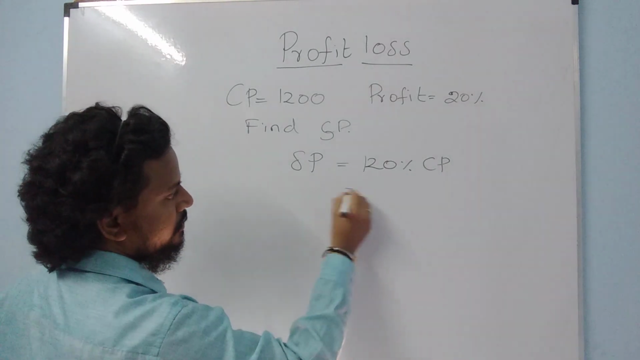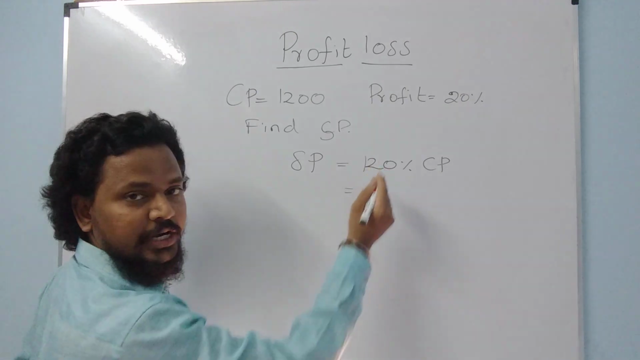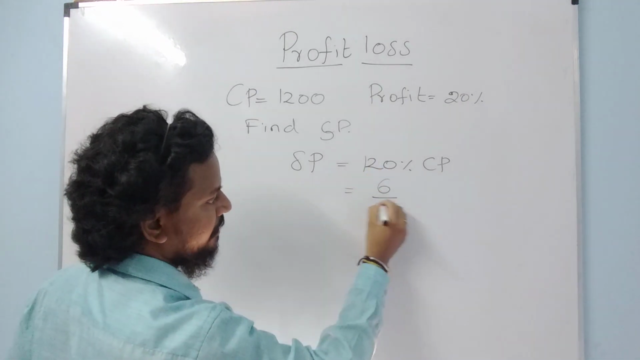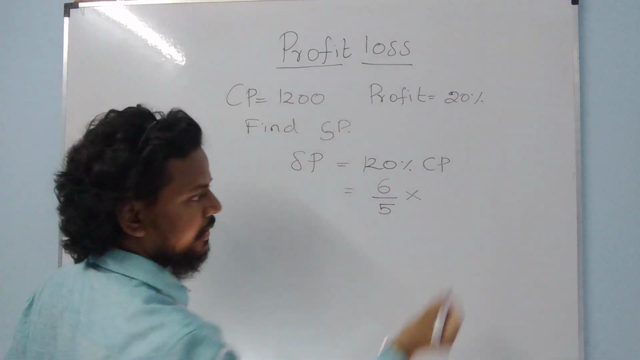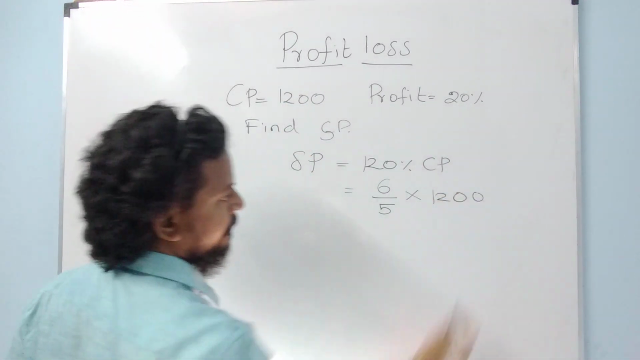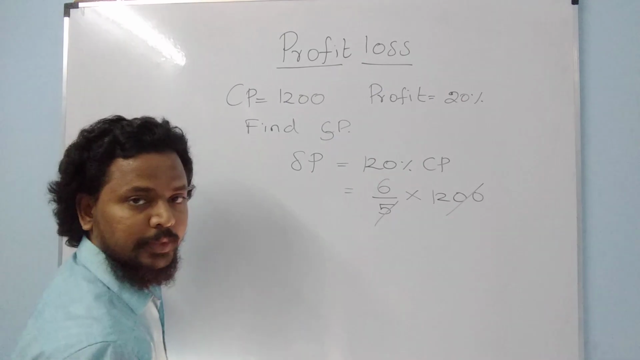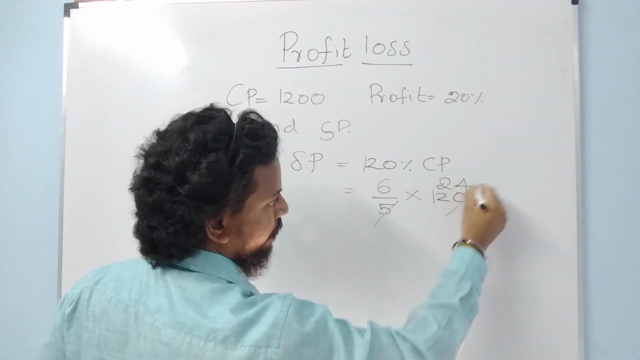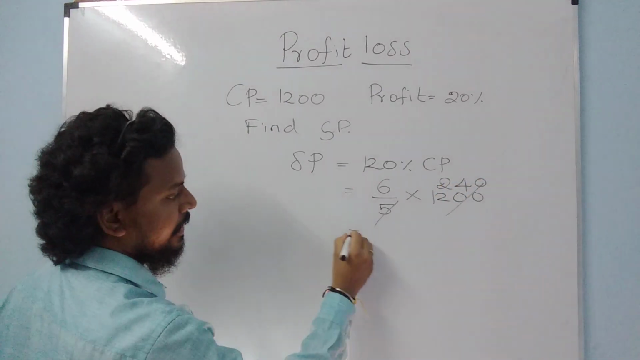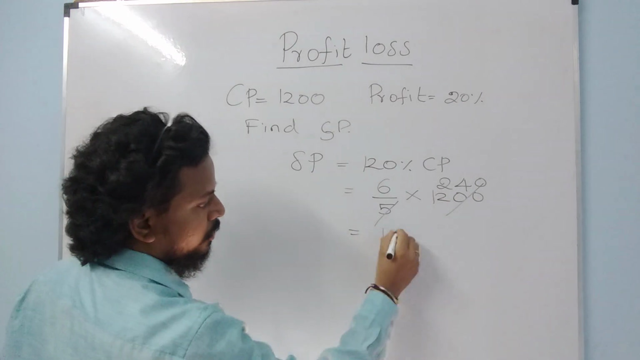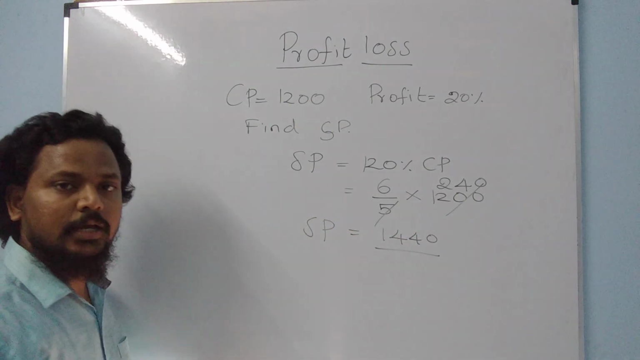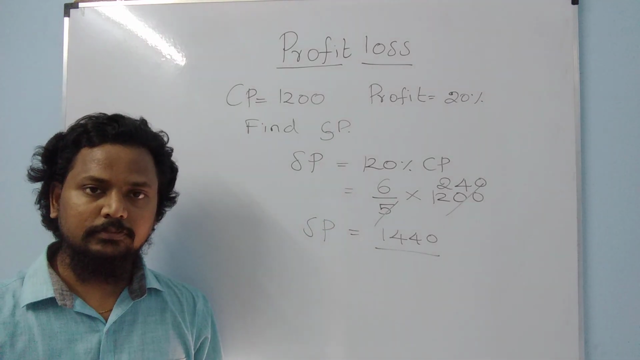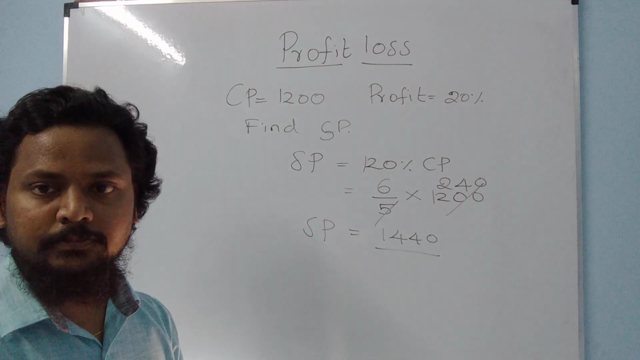Now substitute in this. What is 120%? 120 by 100, which is 6 by 5. Multiply by cost price. What is the cost price given? 1200. So cancel these two exactly. You get 240. Multiplying these two, you get 1440. So this is the required selling price for this problem.